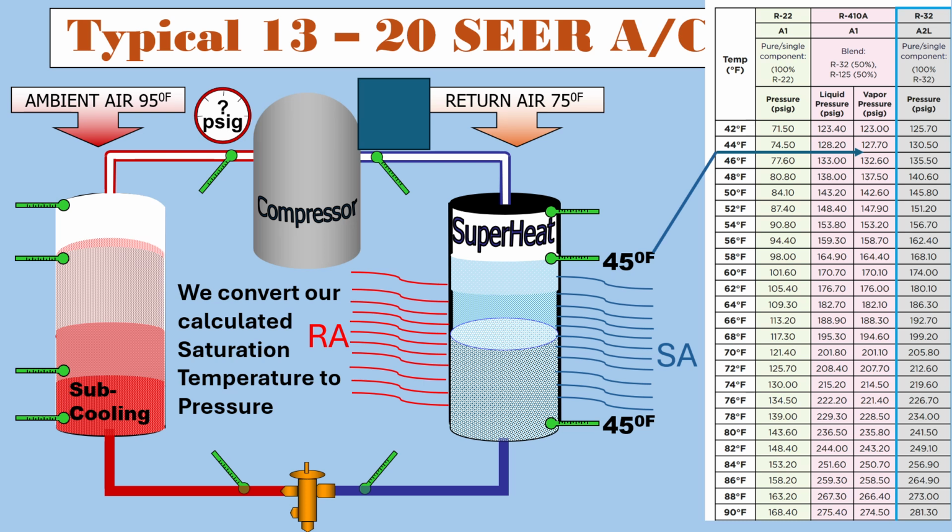And as you can see, we're between 44 and 46 because we're at 45 degrees. So we would have a suction pressure of 130 psig, pounds per square inch gauge.